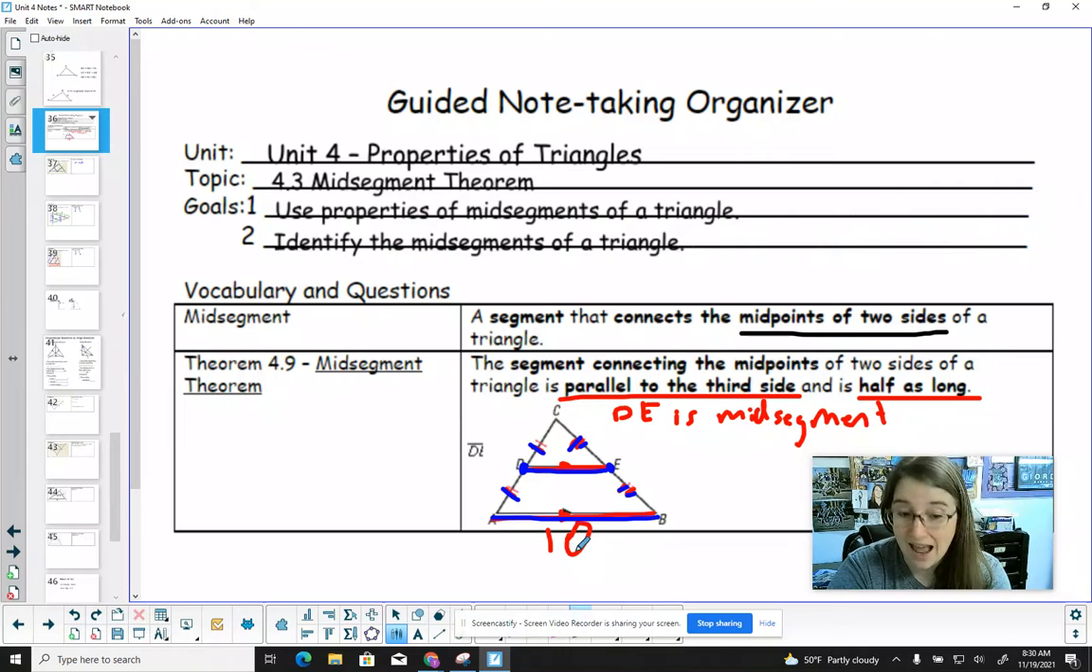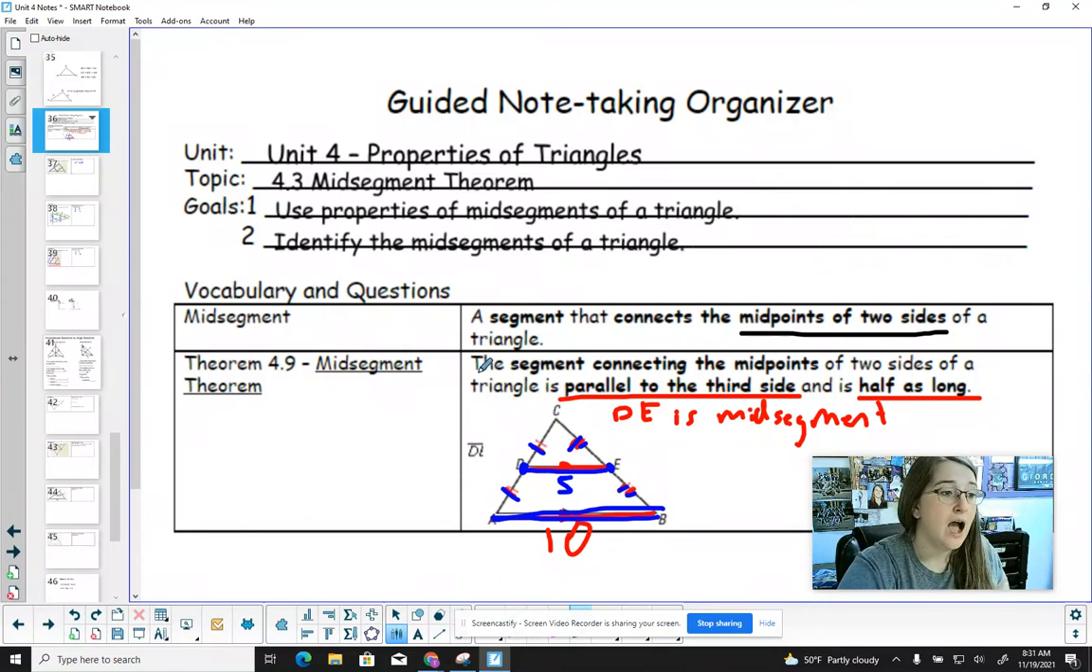So for example, if this was 10, what would that make this piece if this piece is half as long? 5, right? So that relationship is true. Again, these are also going to be parallel. So this little one here is half as long as the one it's parallel to. And again, we have all of our sides cut in half because we're talking about midpoints on our sides. So that was a very brief overview.